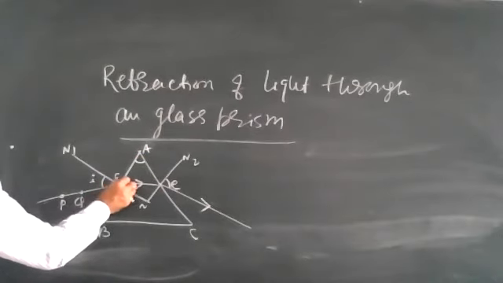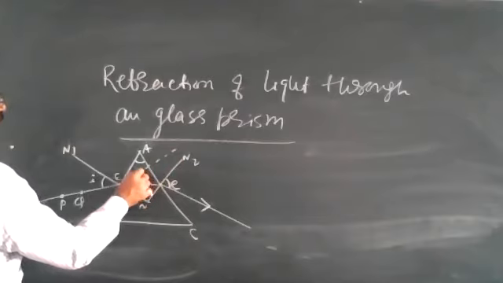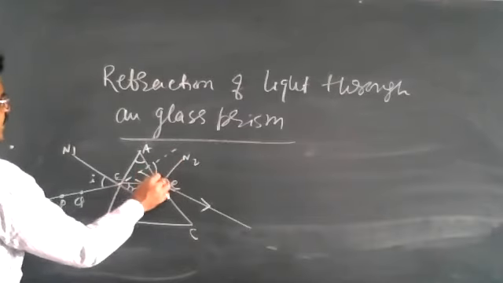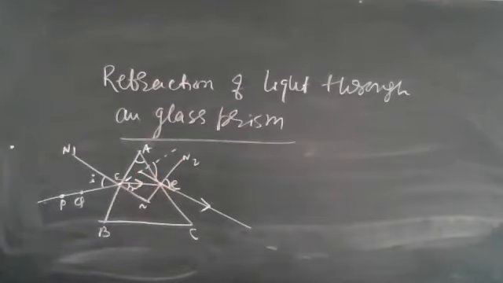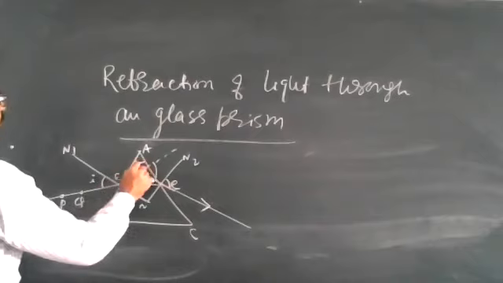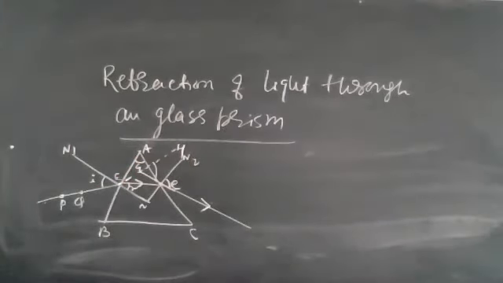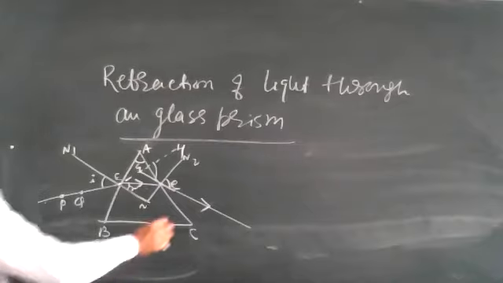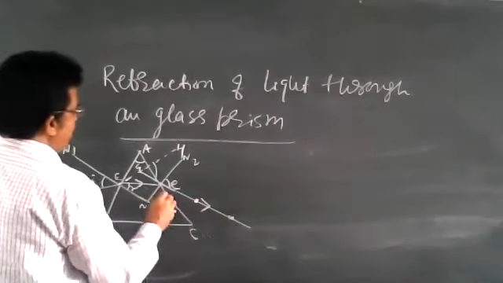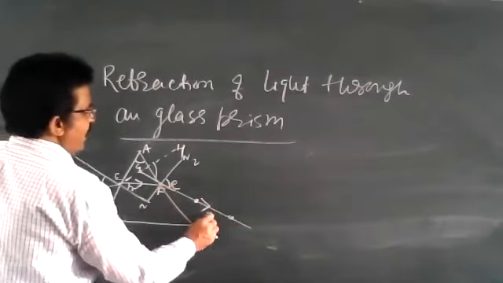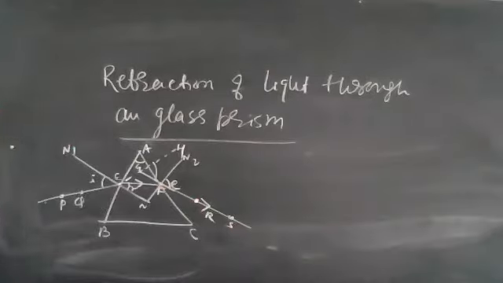Extend this backwards and extend this here. This angle, here it is G, here it is H. The emergent ray goes along. It is F, it is R, it is S. This is the emergent ray.